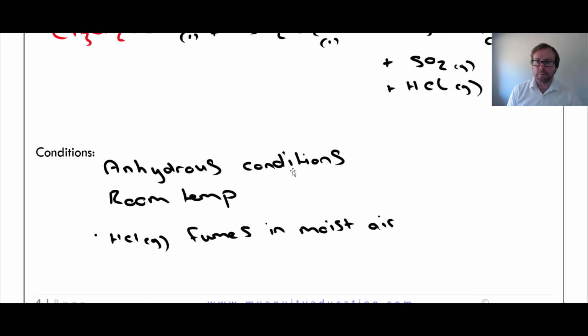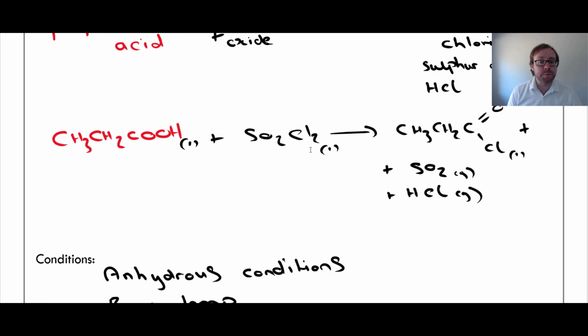Okay, so moving on. Oh, sorry, and I just put the state symbols in here because these are important. So liquid, liquid, liquid. Let's make that a bit clearer. Liquid, liquid, gas, and gas. So the important bit is the gas here. We also produce sulfur dioxide, which isn't a particularly nice gas either.